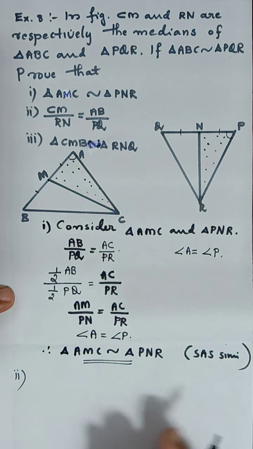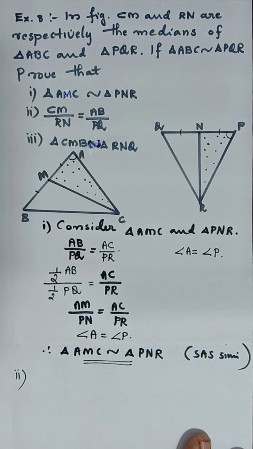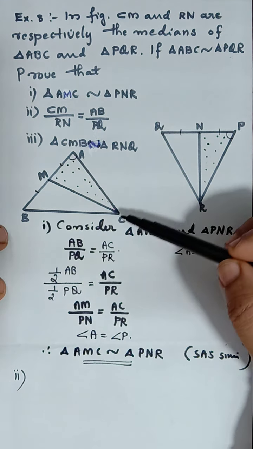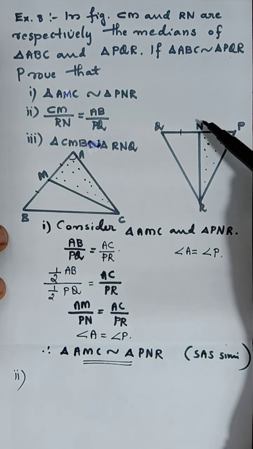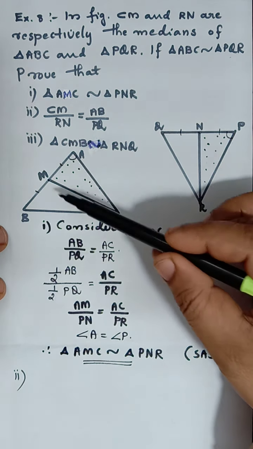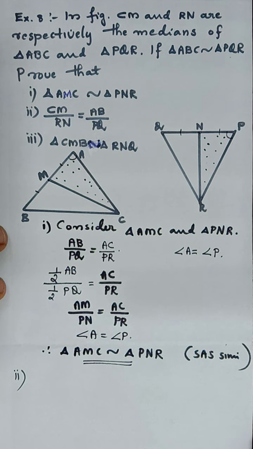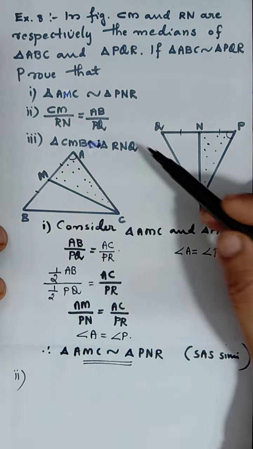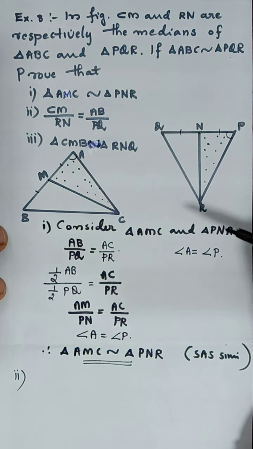Let us move to the second point. What is the second point to be proved? CM by RN is equal to AB by PQ. Okay, so how to prove that?